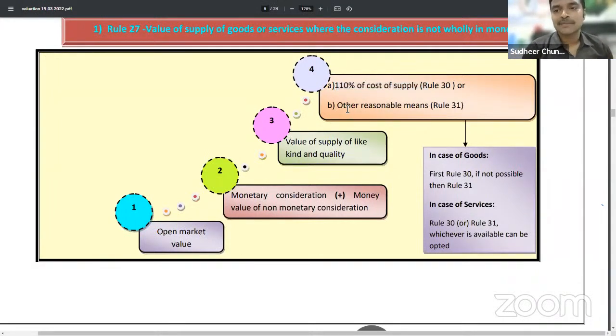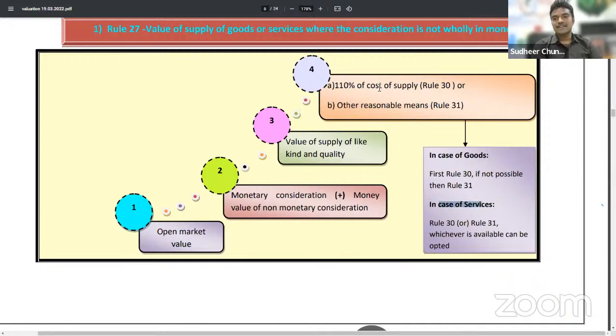Or any other reasonable means. Officer will make best judgment assessment and determine the value of the supply. So finally, what I am trying to convey to you here is when price is not the sole consideration. I repeat, when price is not the sole consideration, first preference will be given to open market value. If it is not available, monetary plus non-monetary. If this is not available, like kind and quality. If this is not available, 110% of cost of supply or any other reasonable means. In case of goods, first preference should be given to 110%. Then only if this is not available, other reasonable means.